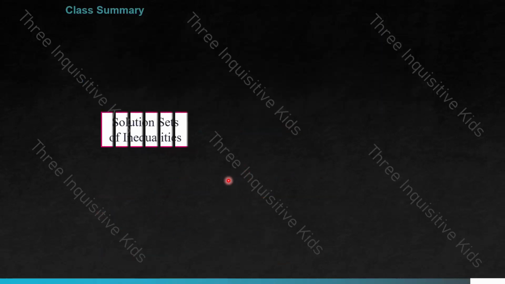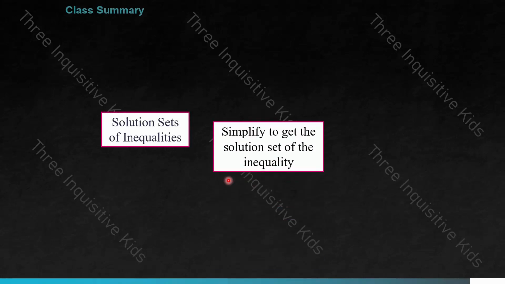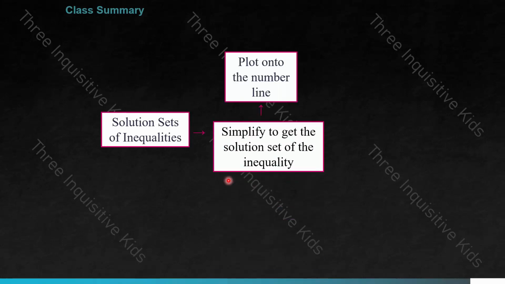Class summary. Today we learned all about the solution sets of inequalities. We looked at simplifying to get the solution set of the inequality, as well as plotting it onto the number line. This is an example of how algebra can be converted into geometry and how these two areas of math are deeply related. It's also kind of like how you can graph equations onto coordinate planes. We will also be getting into inequalities on the coordinate planes as well. So stay tuned for that.